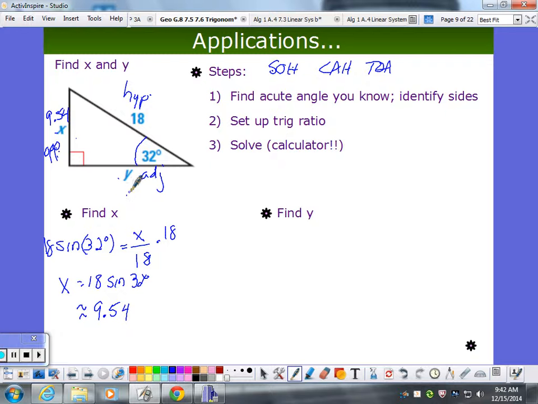What ratio should I use? Jack, what do you think? Cosine. Why cosine? Because 18 is a lot nicer than 9.54. Okay, so what would this look like? Cosine of 32 equals what?